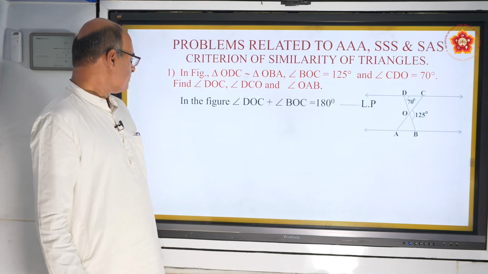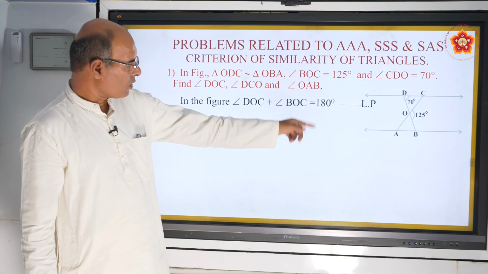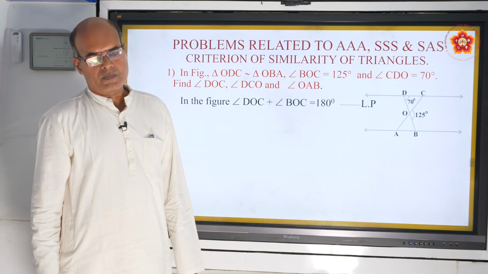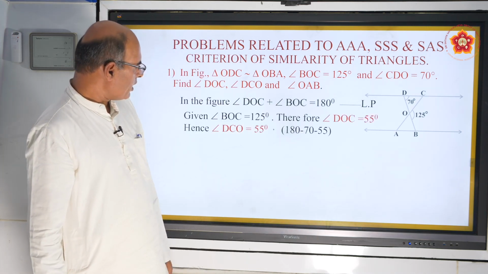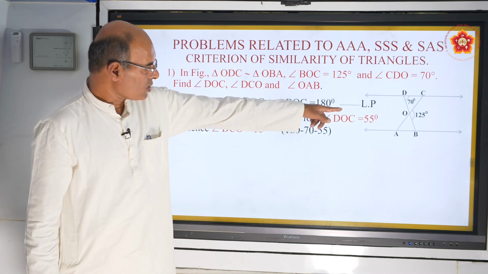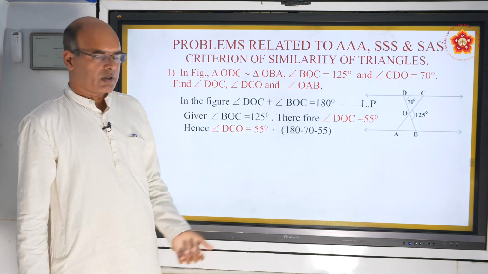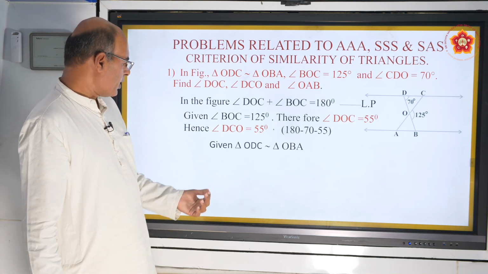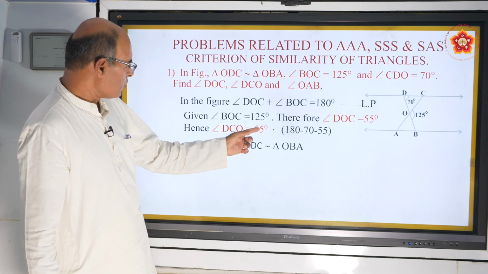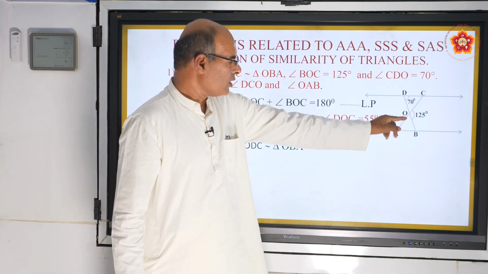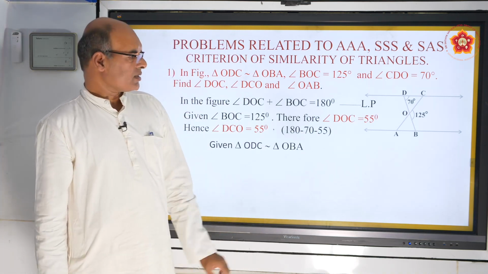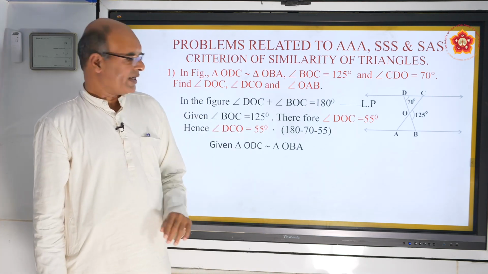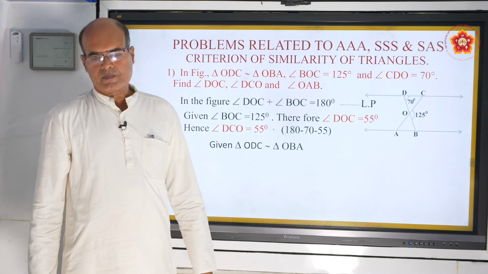So look at the steps. In the figure, angle DOC plus BOC is equal to 180 degrees. DOC plus BOC, they are linear pair angles. So subtract 125 degrees from 180. So you get angle DOC is equal to 55 degrees. It is asked to find out. DOC is 55 degrees. So next, apply the angle sum property. Angle DCO is equal to 180 minus 70 minus 55. So you get 55 degrees.